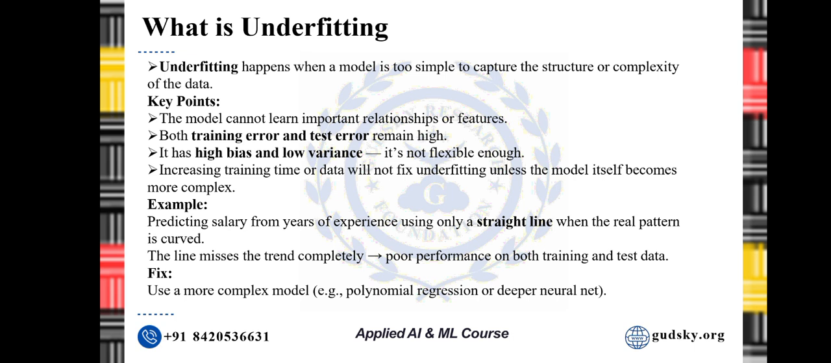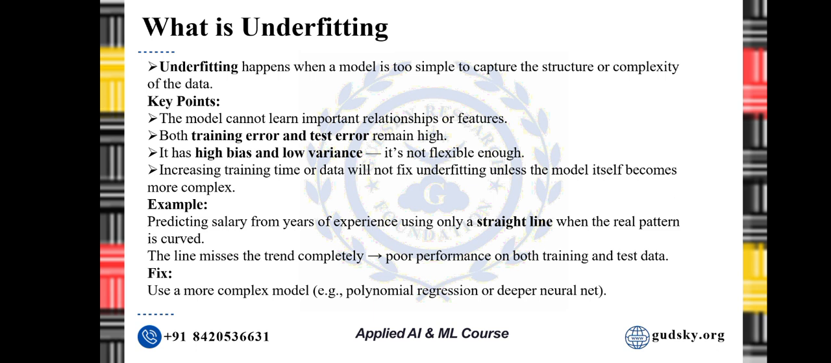To fix underfitting, we need to increase model complexity. For example, use a more complex model, like moving from linear regression to polynomial regression. Train for more epochs and add more relevant features. In short, underfitting means your model is too dumb. You need to make it a little bit smarter.